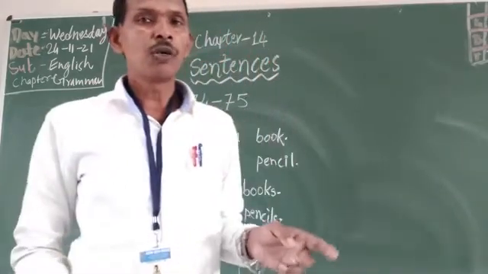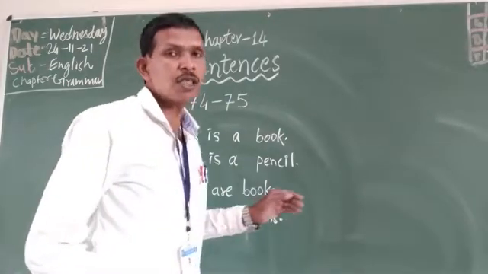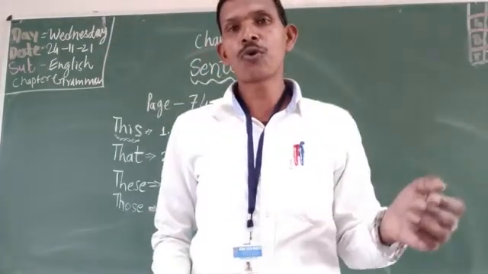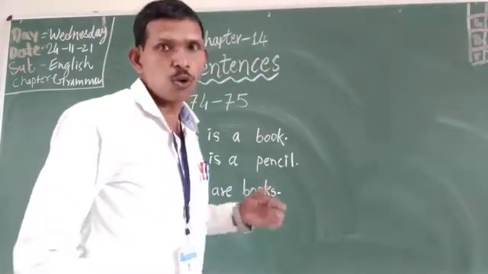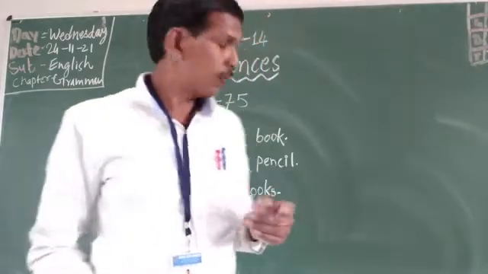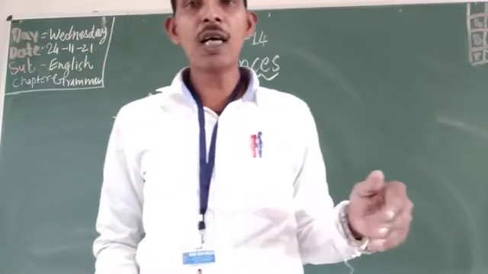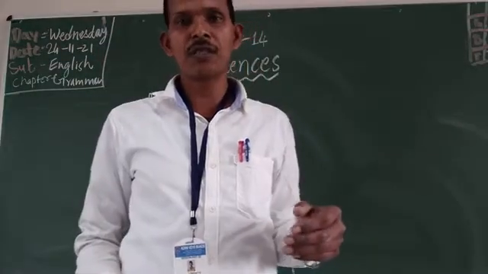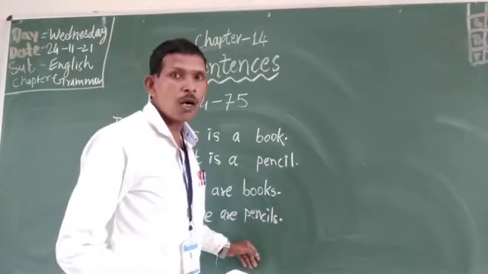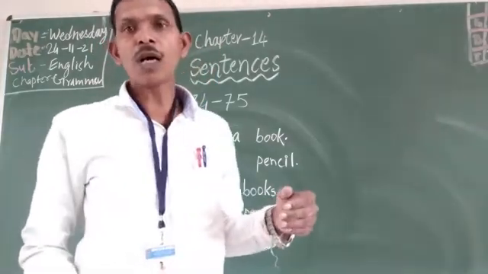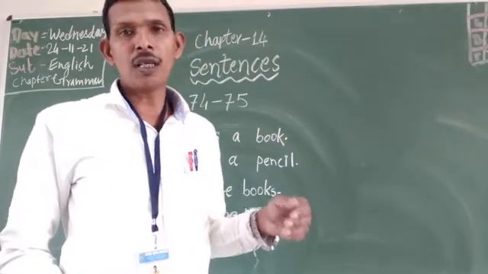Okay, for example, we can see here, these are books. It means there are many books, plural number, and these books are near to us, close to us. And those are pencils. It means there are many pencils, plural number, and the pencils are far away from us. These and those are used for plural numbers.